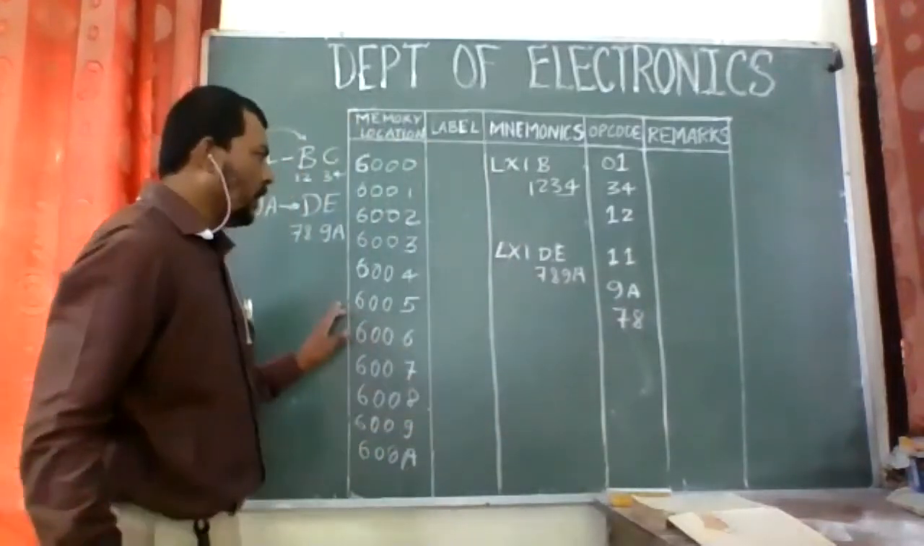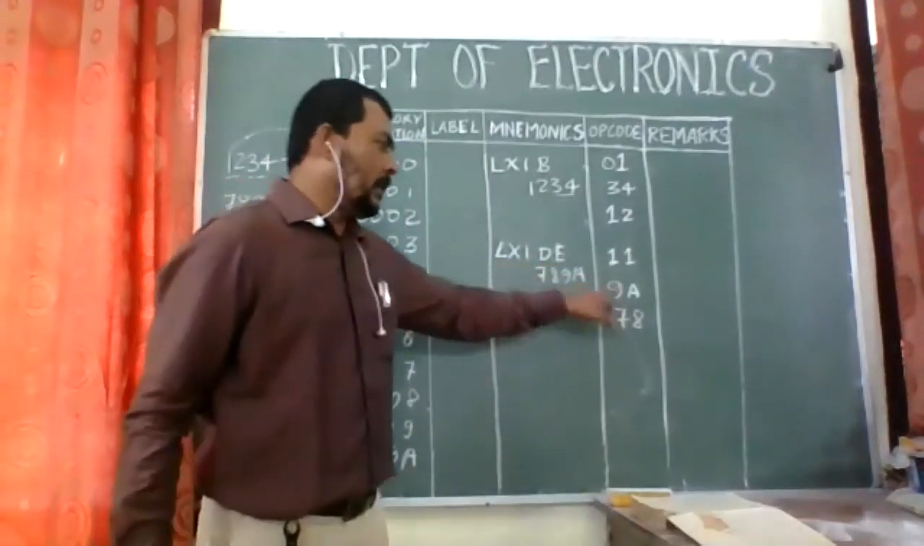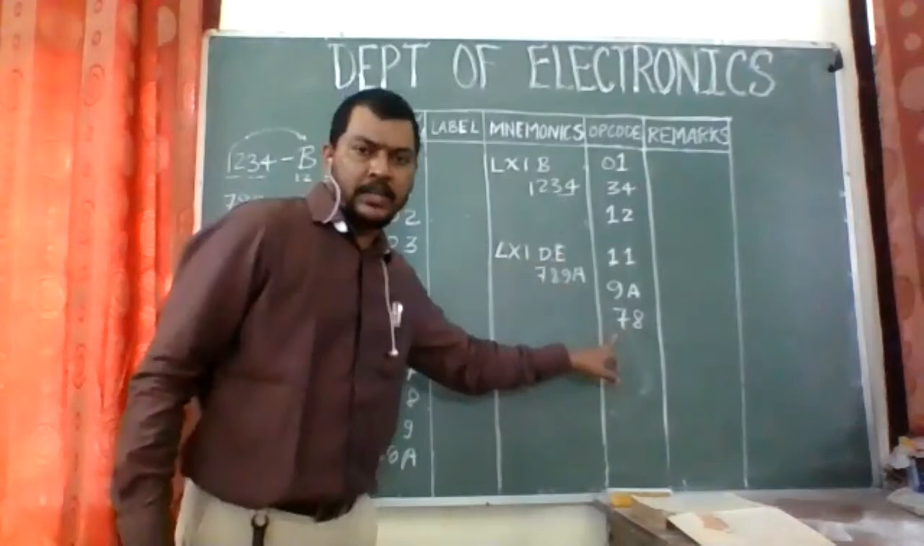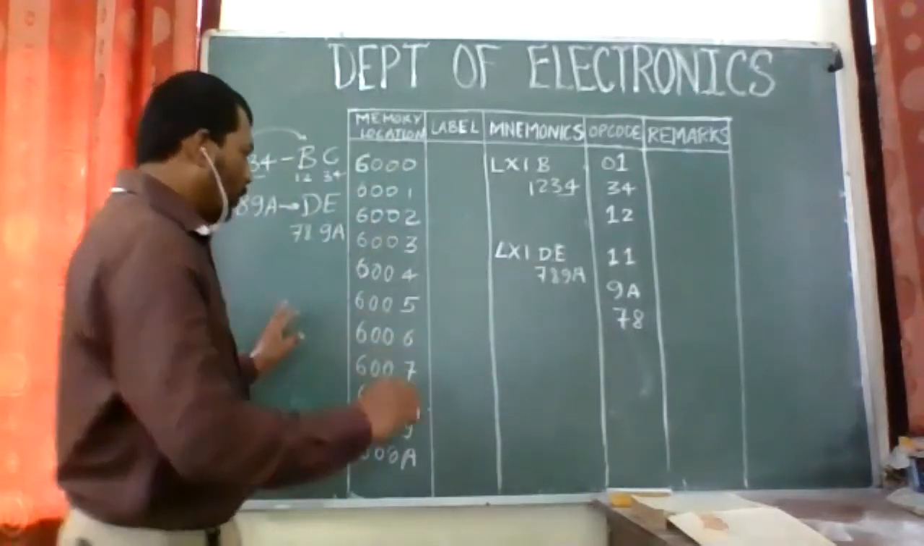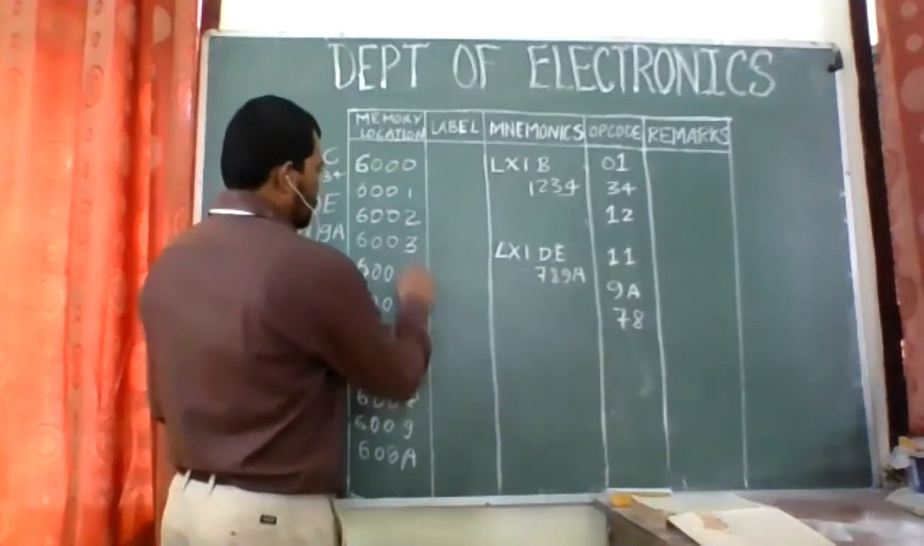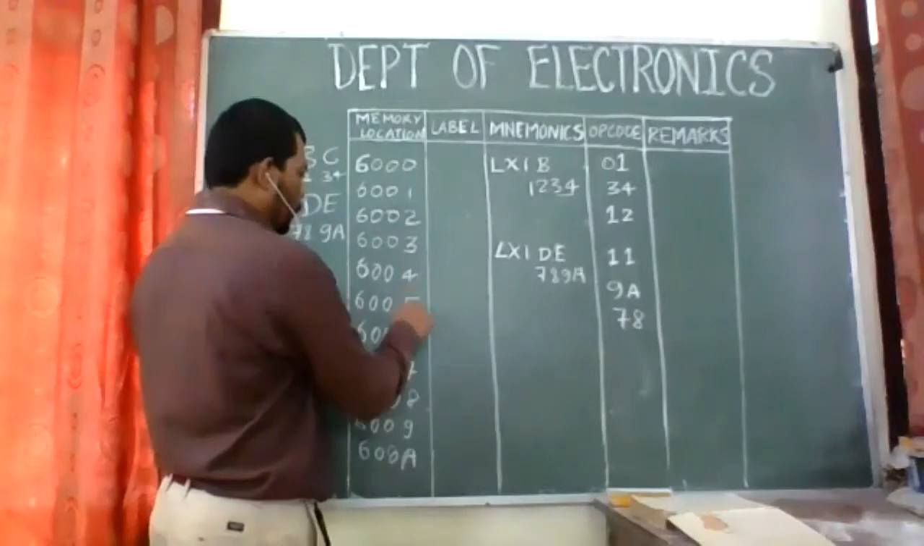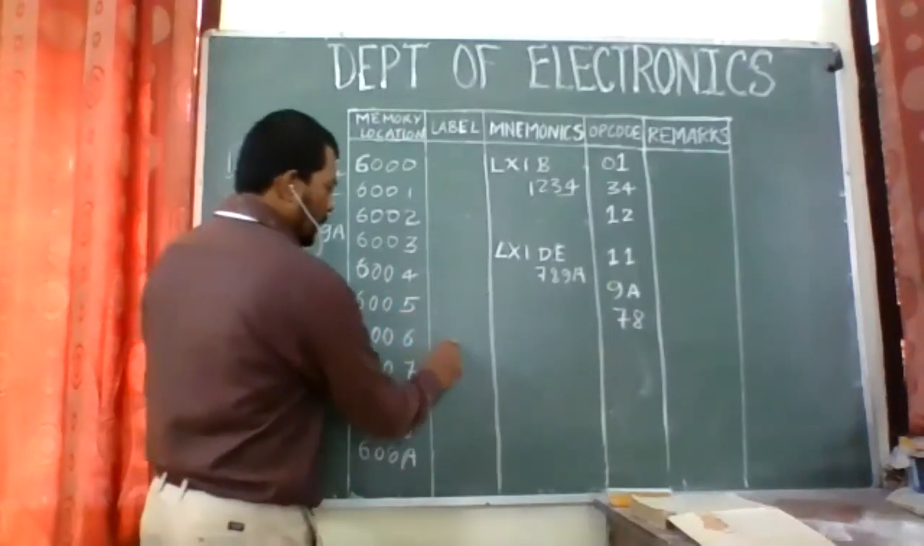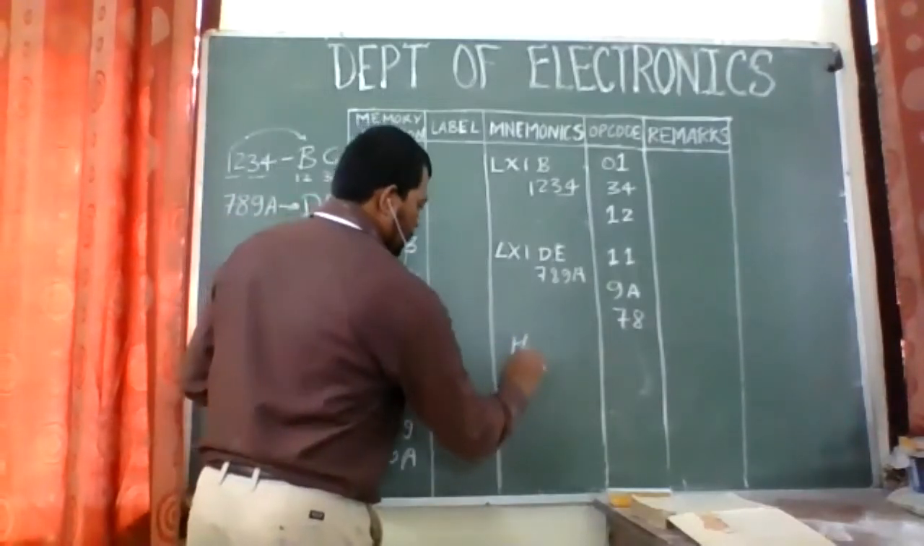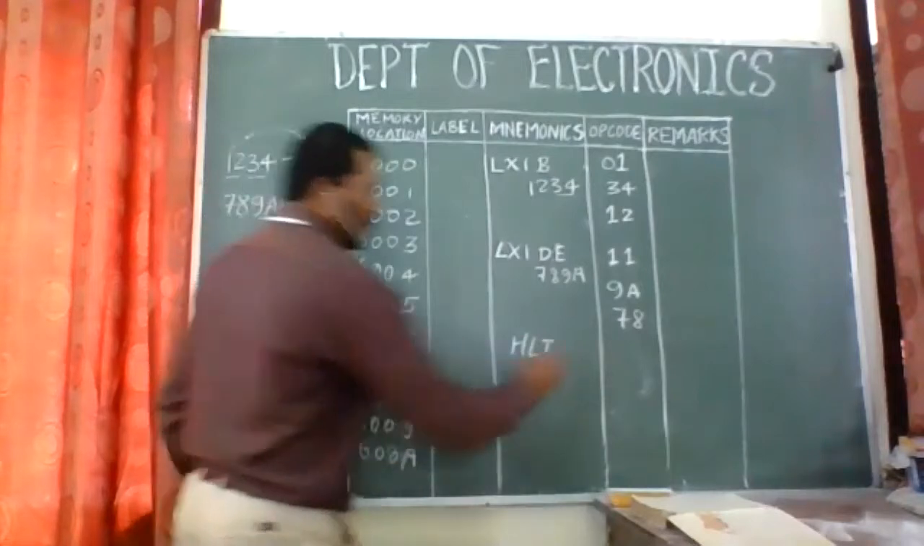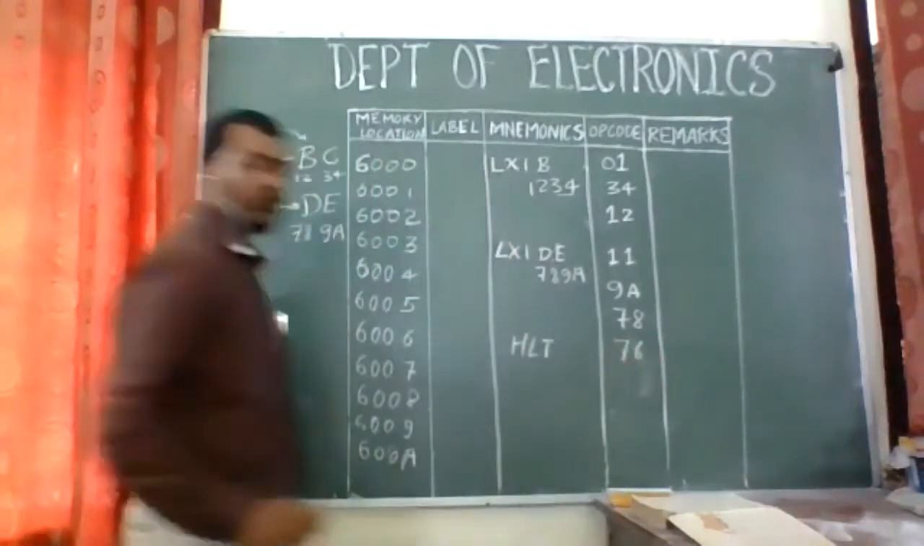So now what is done? In register E, 9A is loaded. In register D, 78 is loaded. My job is over. So I have required 6003, 6004, and 6005. And in the last I will write the halt, that is 76.